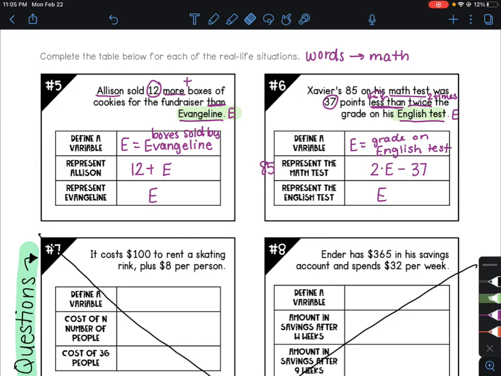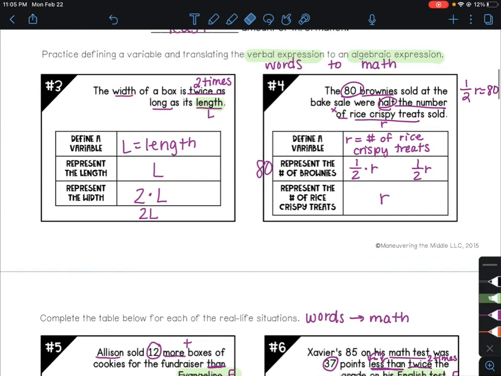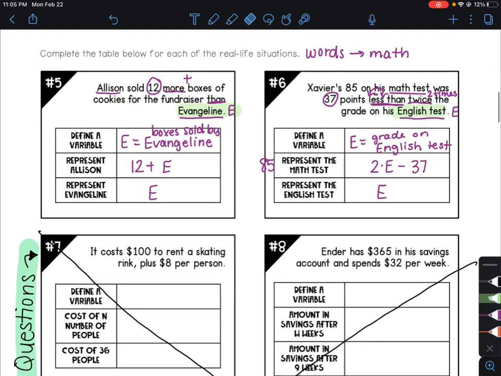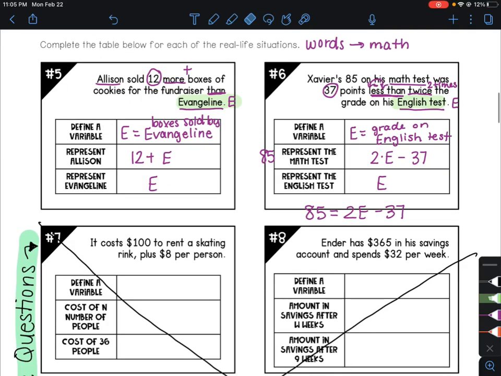Okay? And again, just like up here, we actually could solve this. We could fill in an equation and say we know that the math test was an 85, and we also know that the math test is represented by this expression, and we could solve this, but that actually is more of a 7th grade level equation, so we won't be looking at anything like that this year. All right, and that's it for today's lesson.